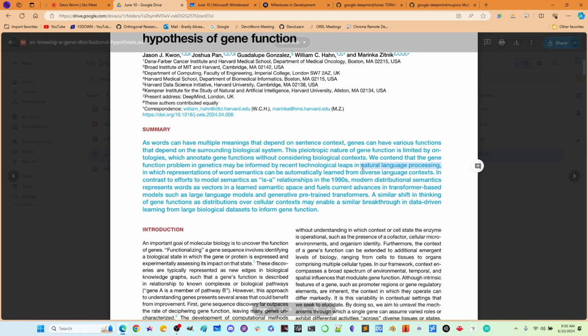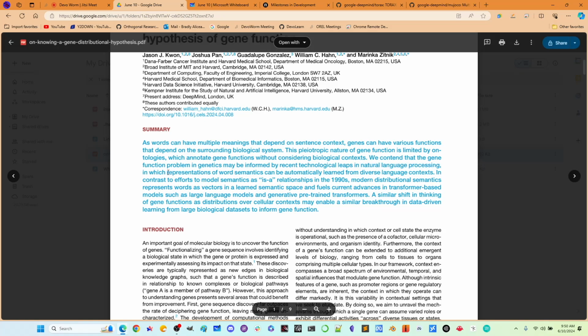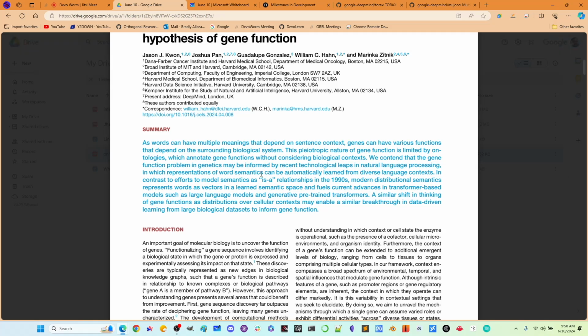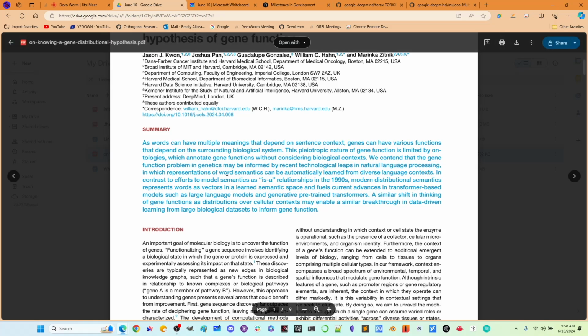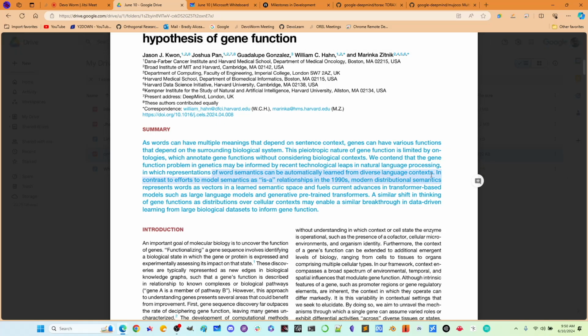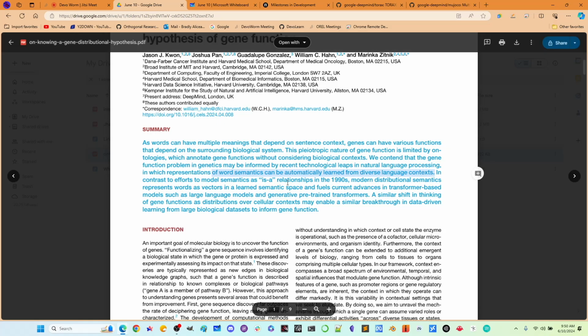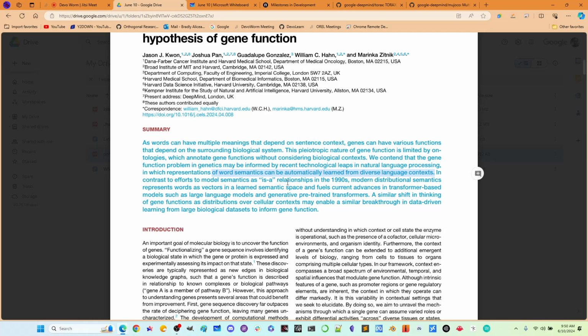There's a lot of natural language processing research that you could apply to this, in which representations of word semantics can be automatically learned from diverse language contexts. So, you're looking at the semantics of a word, the meaning, and you want to learn this from the different contexts of the language, how the language is deployed. And in biology, this means the gene is expressed in different contexts in the cell. And when it's expressed in different contexts, it's doing different things. It's contributing to different processes.